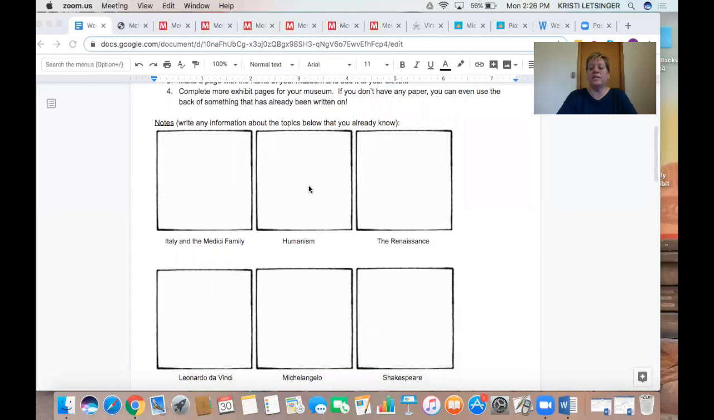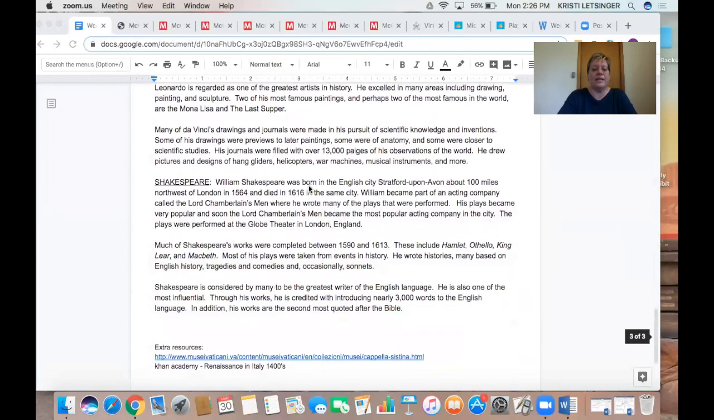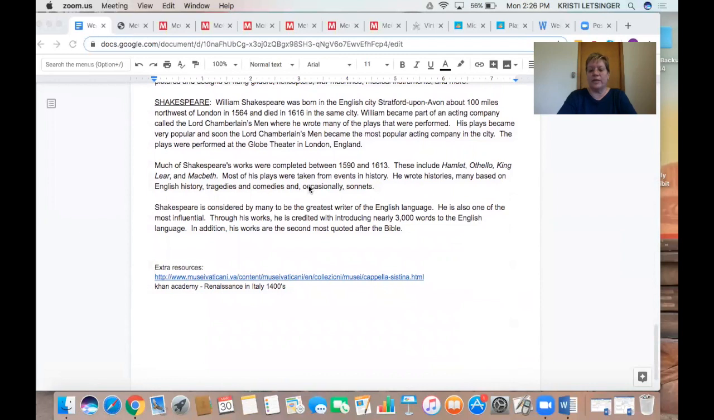Then you complete more exhibit pages. Of course, the more exhibit pages that you complete, the more interesting it will be. Now this is supposed to be fun, but it's also supposed to be learning and, again, sharing of what you already know. So again, as you go down through here, you'll see that all of the topics are underlined and they're ready there for you.